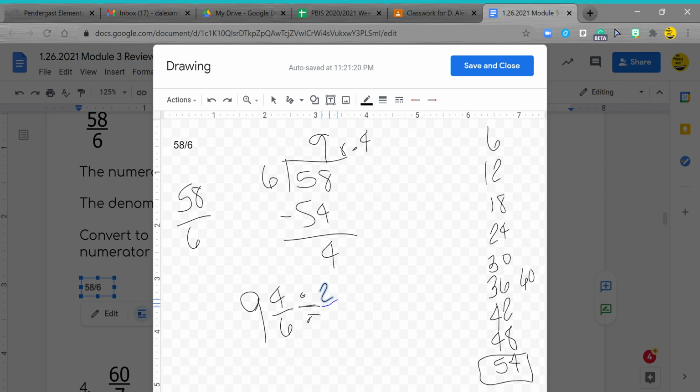So I'm going to do 2 over 2. So I'll get 9. And we're really reducing this by dividing. 2 times what gives you 4? Yes, 2. And 2 times what gives you 6? Yes. So our answer is 9 2/3. I'm going to hit save and close.